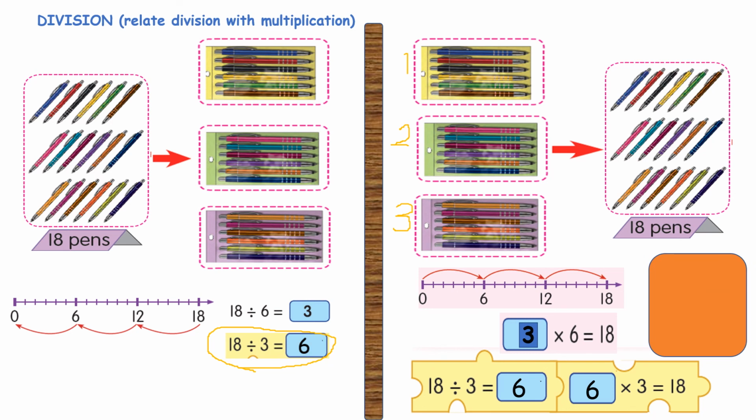Now look here, we relate it again. 18 divided by 6 equals 3. You can also write 18 divided by 3 equals 6. How to relate it with multiplication? So 3 times 6 equals 18, or 6 times 3 equals 18.